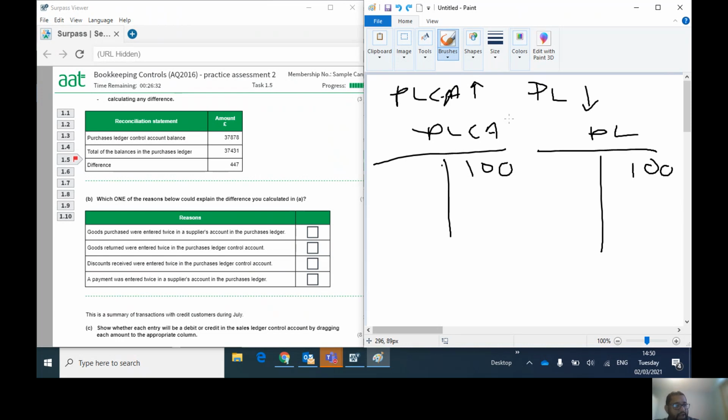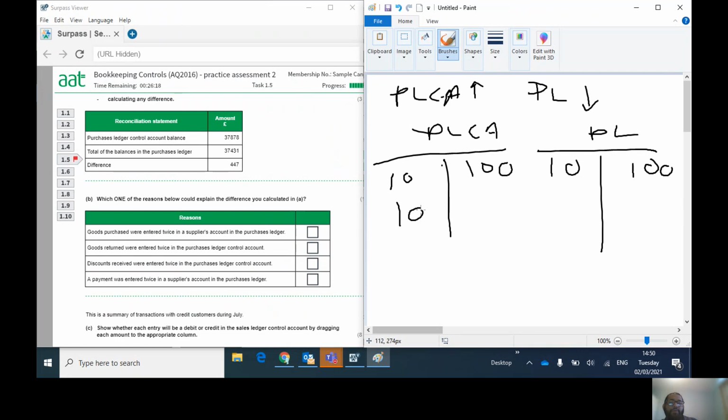The goods returned were entered twice on the purchase ledger control account. So when we return goods, we're going to be entering on the opposite side. This is how it reduces the balance. But what they're saying here is it's been entered twice on your purchase ledger control account.